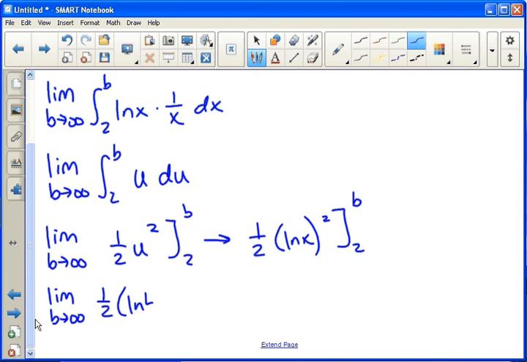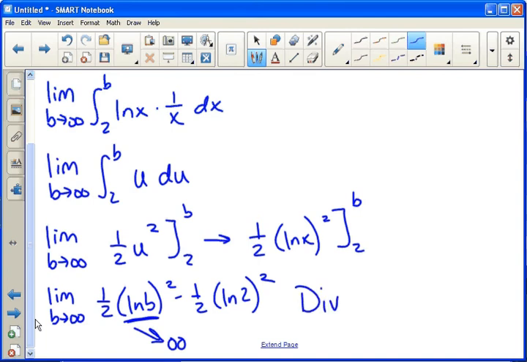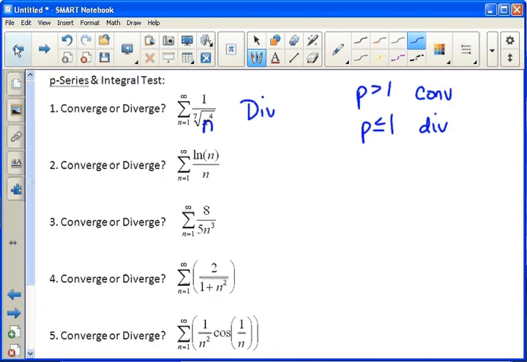Okay, as b goes to infinity, natural log of b also goes to infinity. So since this is going to infinity, we know it diverges. So because the integral diverges, we know that this series that matches it also diverges. This should be a 2. Well, actually, it can be a 1. It doesn't change our answer, though. Sorry about that.